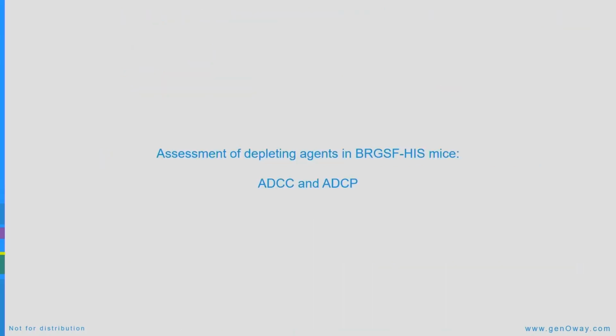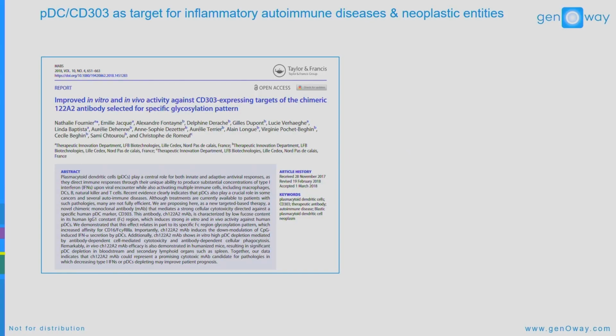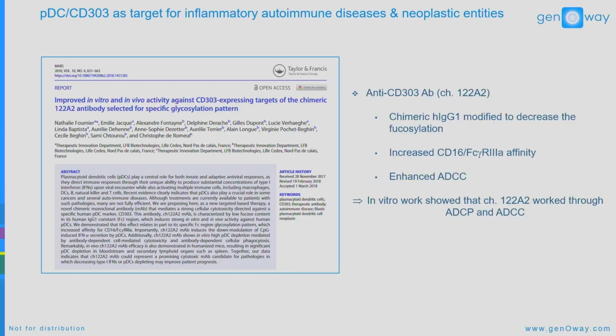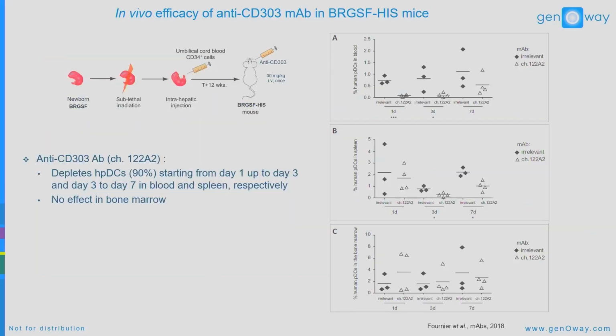Now, how does the immune response behave when mice are treated with known therapeutics? The first study I'm going to share with you was published a few years ago, where this group developed an anti-PDC antibody that targets CD303. That antibody is an IgG1 which has been modified to decrease fucosylation, and it has a high binding affinity to Fc gamma R3A. It works mainly through ADCC, but also through ADCP.